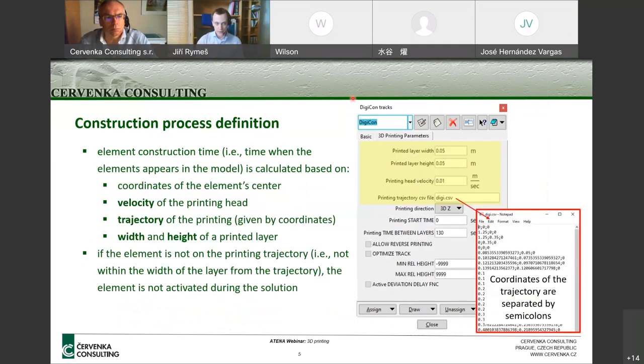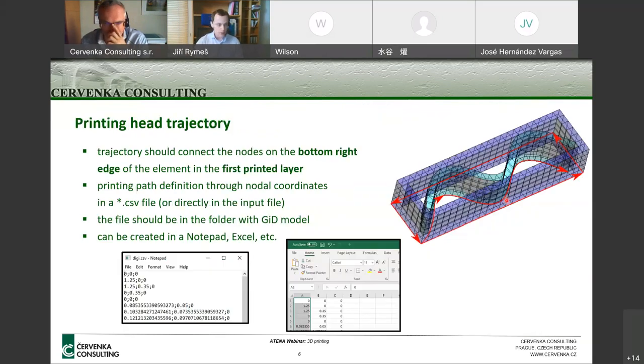For this, you need to define this kind of window with 3D printing parameters label, and set the information about the width of the printing layer, about its height, about the velocity, and about the trajectory where the printing head goes. This printing trajectory is currently inputted in form of a CSV file, where the nodes on the printing head trajectory are directly specified. Their coordinates are directly specified.